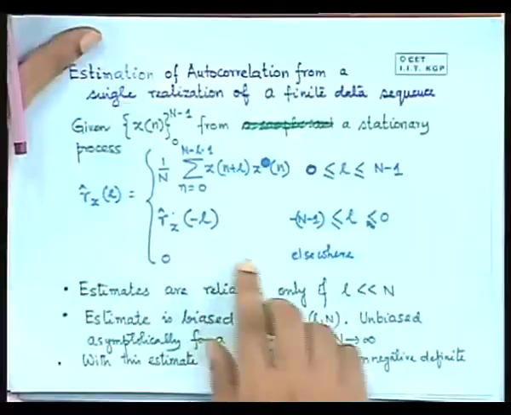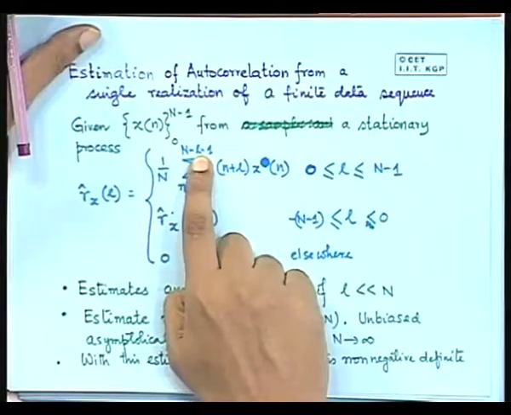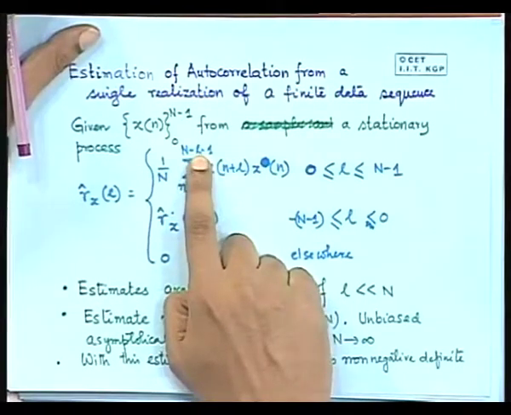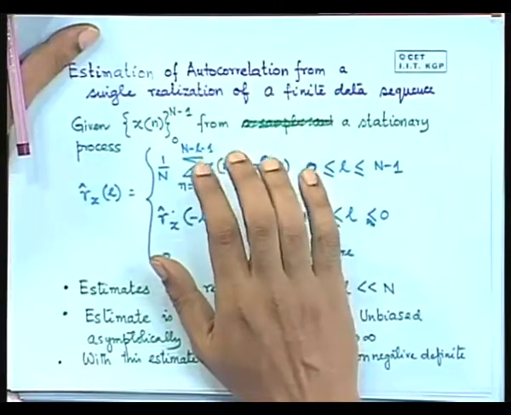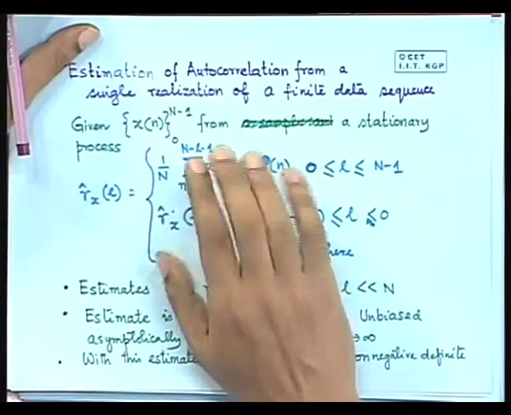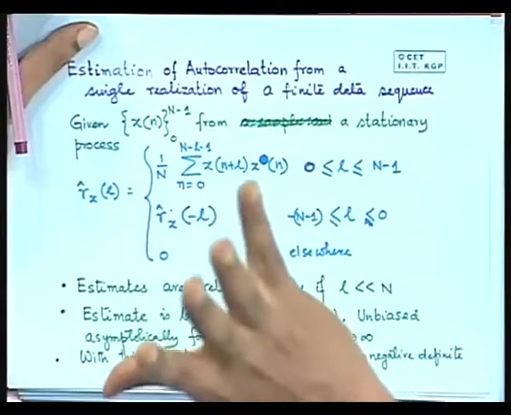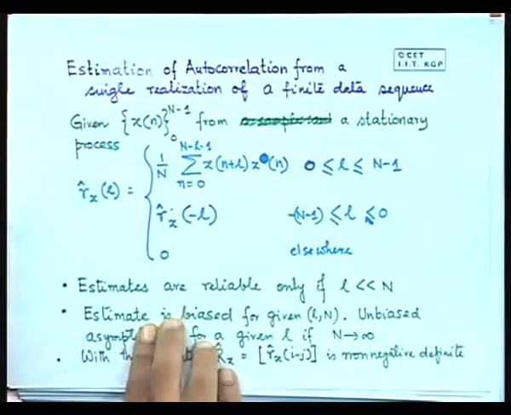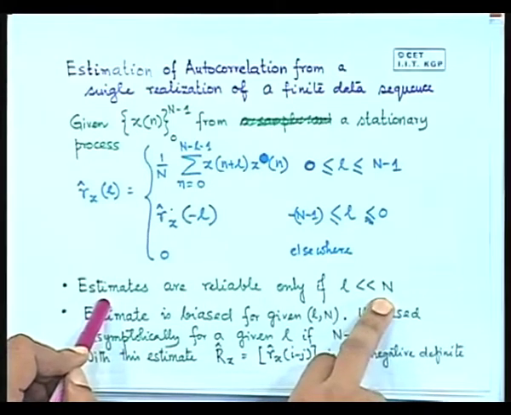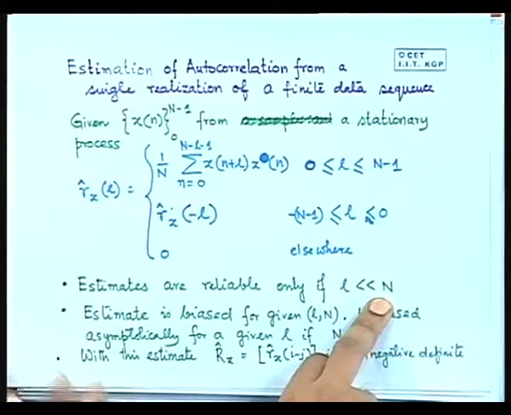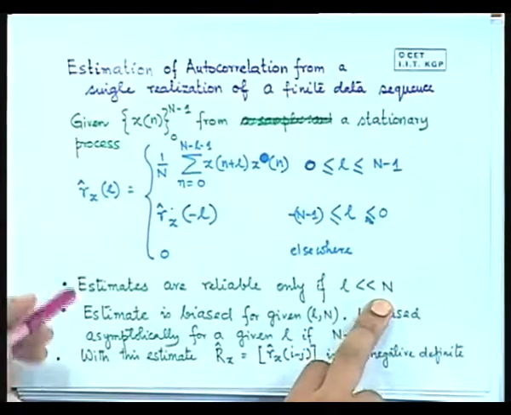So in general, L should be much smaller compared to n; only then is the estimate of this correlation going to be reliable. Otherwise its variance will be too much. The estimates are reliable only if L is much less than n. Otherwise it is going to have too much variance, so that estimate will not be reliable at all.